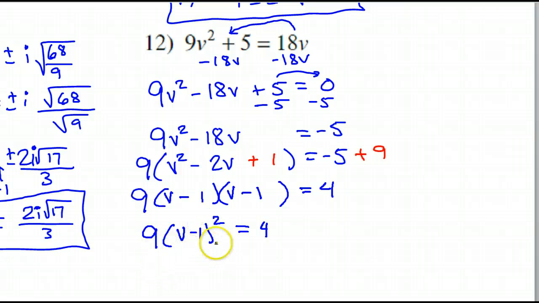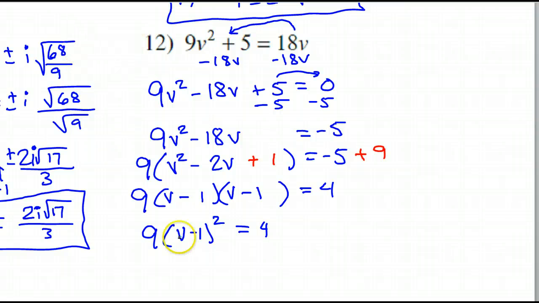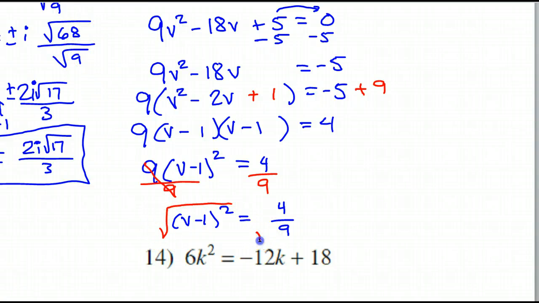Okay, so I need to divide both sides by 9 now. So I'm going to do that. If I divide by 9 on both sides, like so, because these will cancel out, then what I have is, I have v minus 1 squared is equal to 4 over 9. Now it is time to take the square root of both sides to unsquare this. Okay, do not forget your plus or minus.